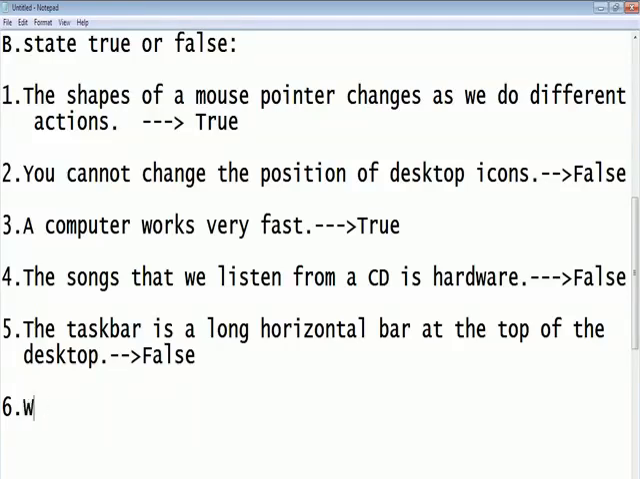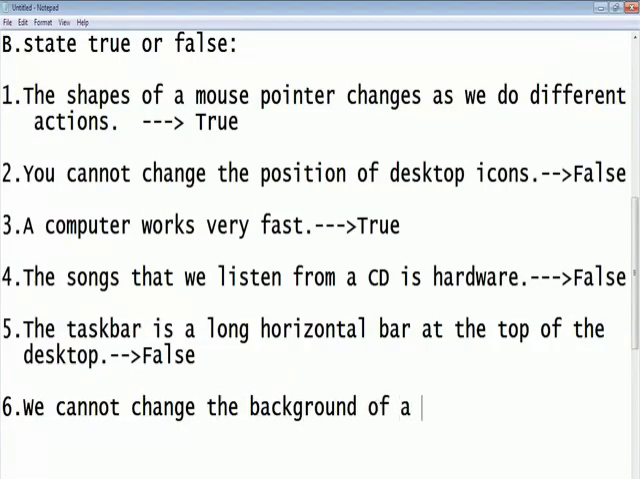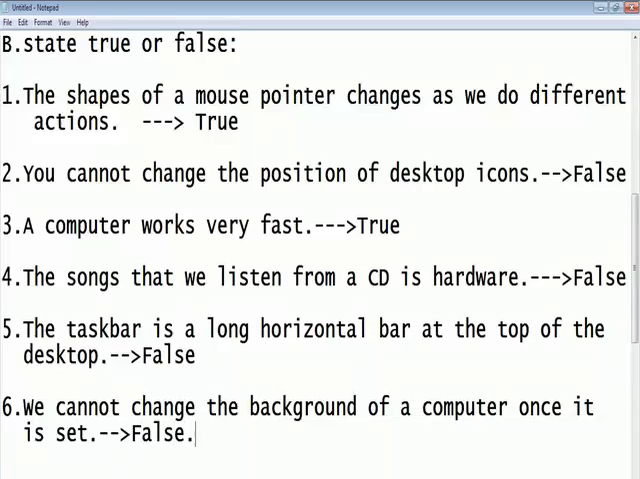Now sixth question. We cannot change the background of a computer once it is set. So the answer of this question is also false. We can change it.